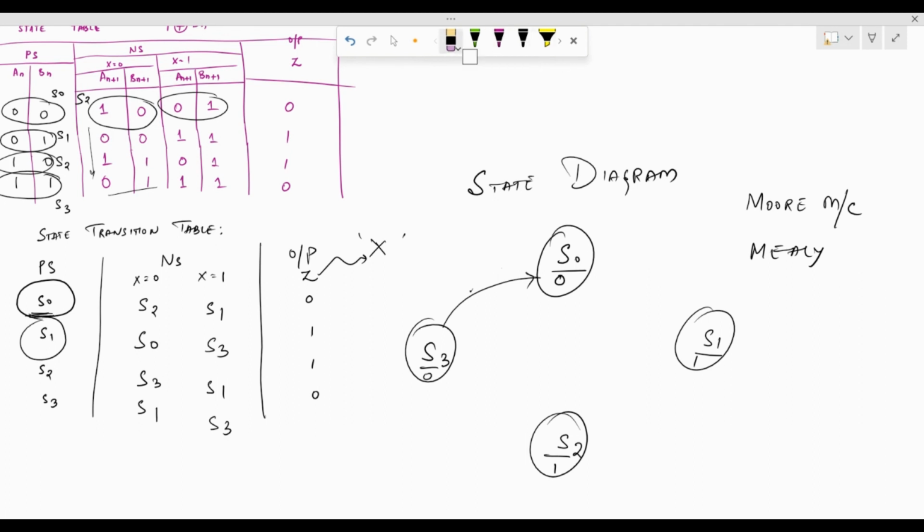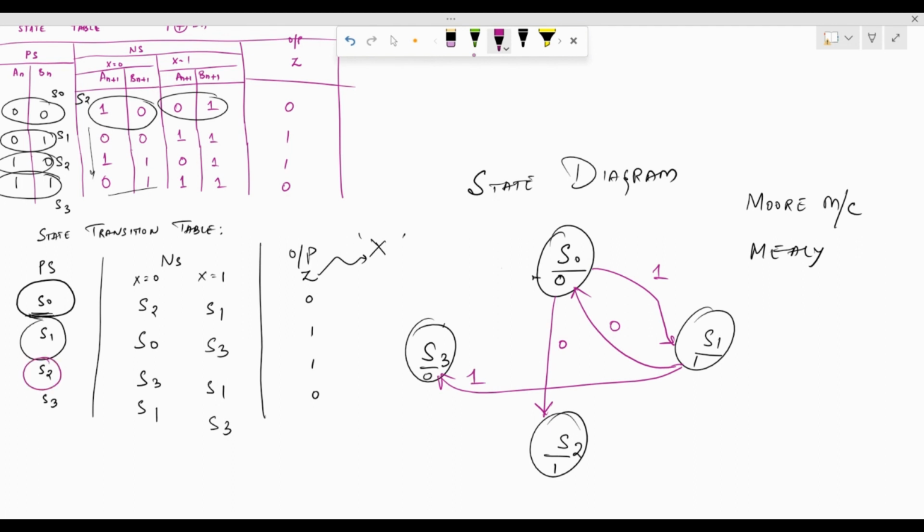So here, let's see how the state transition is happening. In this case, we see the present state is S0. When X is 0, the next state is S2. So I can go to S2 when X is 0, and it is going to S1 when X is 1. Similarly, from S1, it is going to make a transition to S0 for X is 0 and S3 for X is 1. So for X is 0, S1 to S0. For X is 1, it is going to go from S1 to S3.